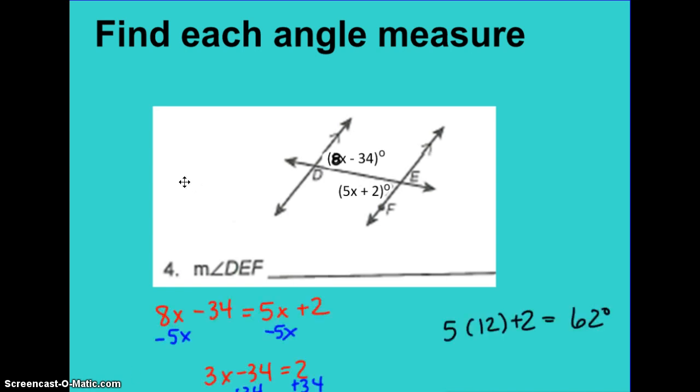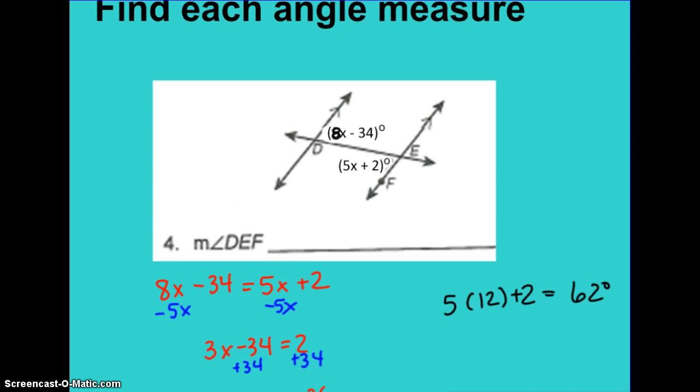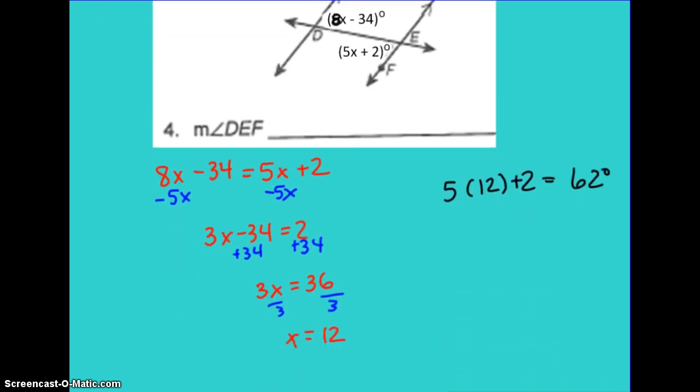So these are alternate interior angles, so we can set 8x minus 34 equal to 5x plus 2. As you can see, I've done my work here. Each step I've shown what I did in blue and then simplified in red, and then make sure that you take your answer and plug it back in to find the measure of the angle. 5 times 12 plus 2 is 62 degrees.